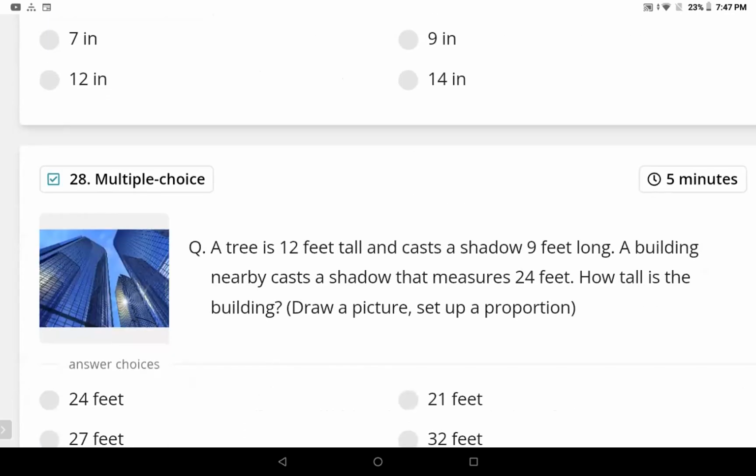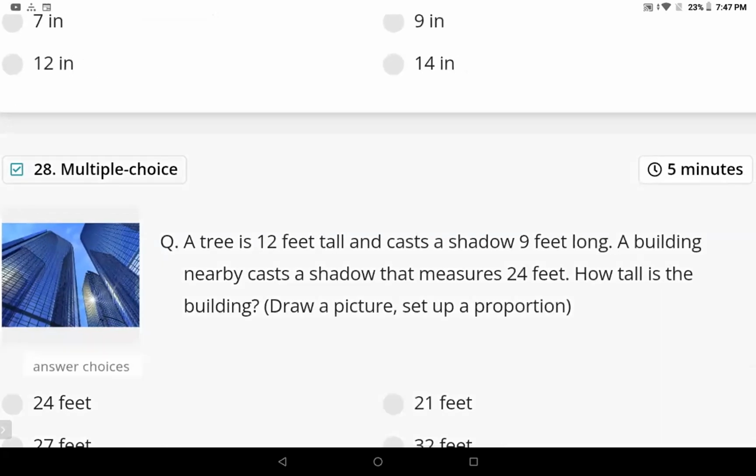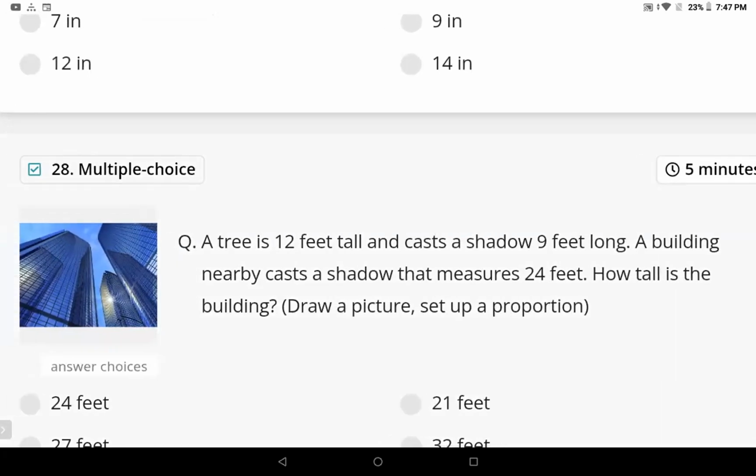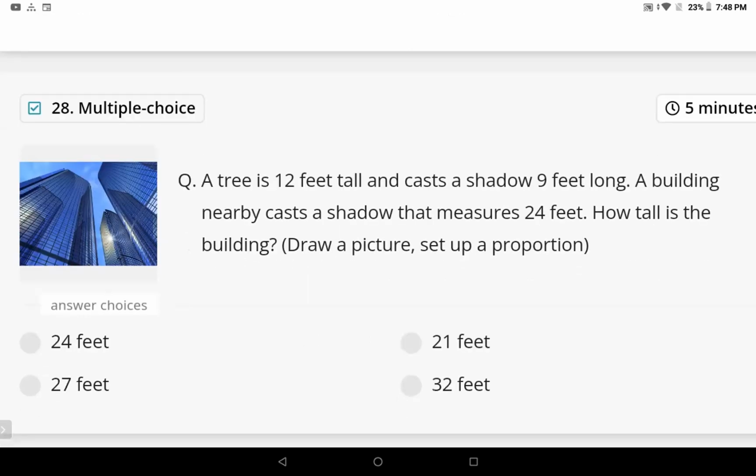Right. Next. A tree is 12 feet tall and casts a shadow of 9 feet long. A building nearby casts a shadow that measures 24 feet. How tall is the building? 32 feet. Nice question. Tree 12 feet tall, casts a shadow 9 feet long. Building nearby casts a shadow of 24. What is the answer here? 12 into 24 by 9. 32, ma'am. Yes.